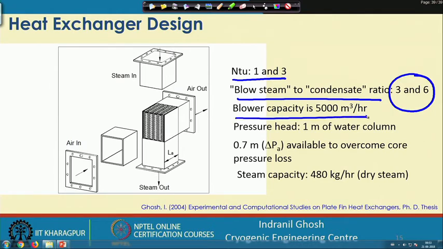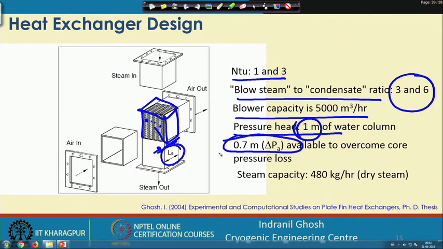The blower capacity has already been decided depending on the Reynolds number and the pressure head available with that kind of blower, and out of that available pressure head, only a part will be available for this heat exchanger core. This is the heat exchanger core, this is the length of the exchanger core, and these are the fins which we are going to test. For the pressure drop of that heat exchanger core of length L A, we have allocated 0.7, or 70%, of that 1 meter of water column.